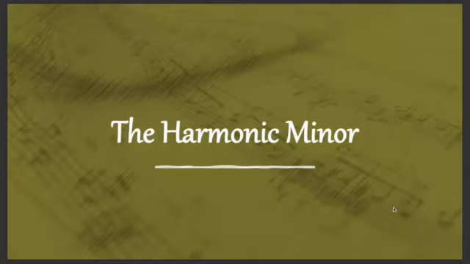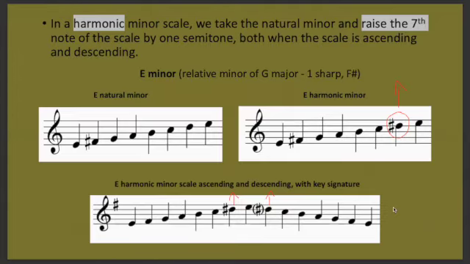The harmonic minor. In a harmonic minor scale, we take the natural minor and raise the 7th note of the scale by 1 semitone, both when the scale is ascending and descending. Now, this point is quite important because it differentiates the melodic minor from the harmonic minor, which we'll look at in a second. So, E minor.